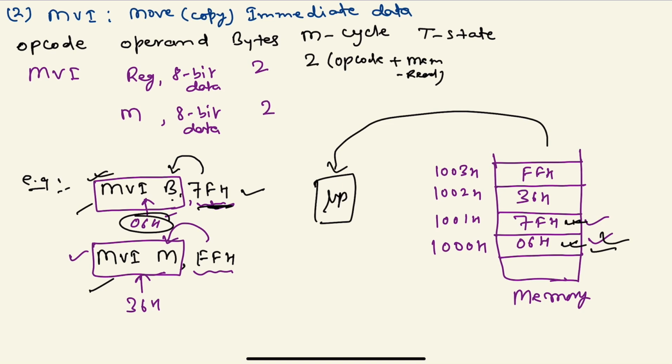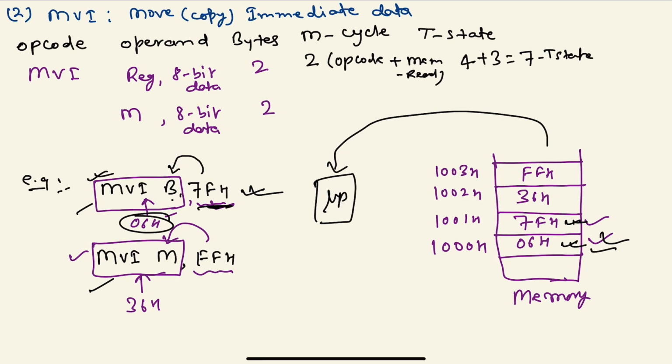And I explained earlier that for almost all instructions except a few, the opcode fetch operation requires 4 T states. So it will take 4 T states for the opcode fetch operation, and for this memory read operation it will take 3 T states. So 4 plus 3, a total of 7 T states to execute this instruction, MVI B, 7FH, or 7 clock periods for the complete execution of this instruction, MVI B, 7FH.